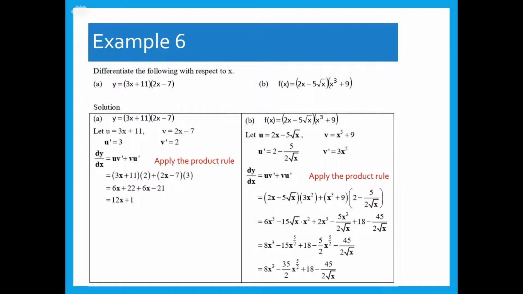To differentiate b, you also need to apply product rule. Identify the u and v and differentiate both with respect to x. Then substitute into the formula of uv prime plus vu prime and simplify, you will get the following answer.